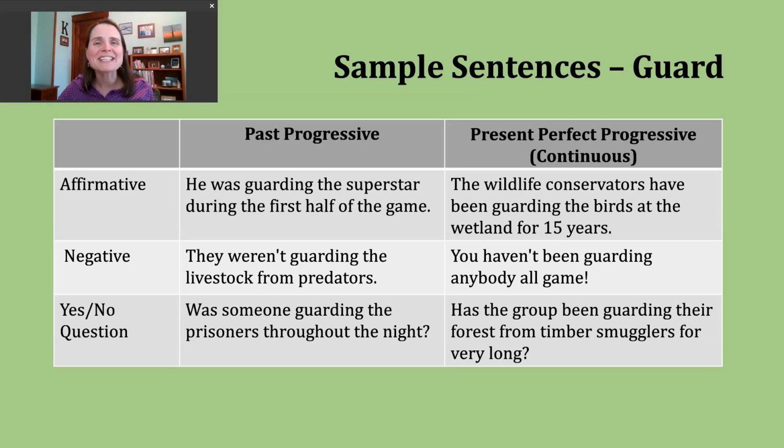Now let's move on and talk about making some yes or no questions in the past progressive. To do this, you start with was or were, whichever form matches the subject. The subject comes next, and then you're going to see that ing form of the verb. Here's another example. Was someone guarding the prisoners throughout the night? Right? So remember, trying to keep someone in a particular area, prevent them from escaping.